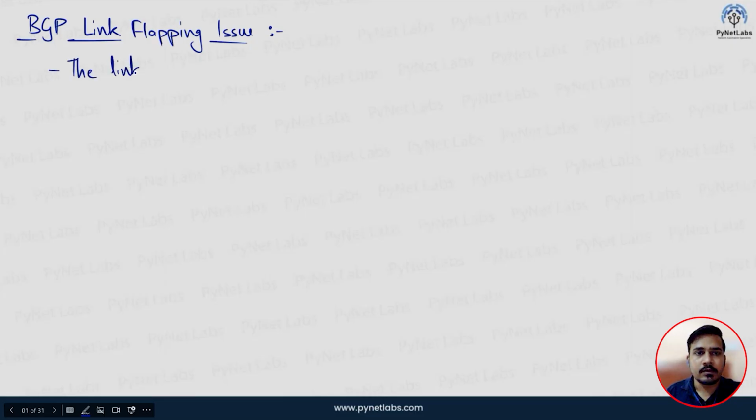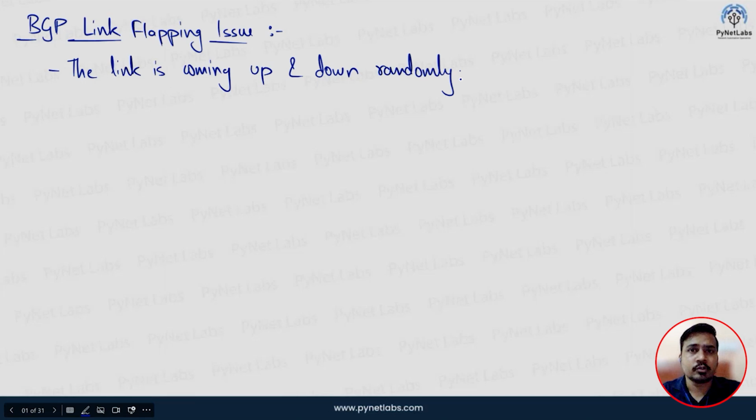As I said, today we are looking into the BGP link flapping issue. It's a very common issue that you can find in your network. This happens when the link is coming up and down randomly. Okay, so this is something that is known as the link flapping issue.